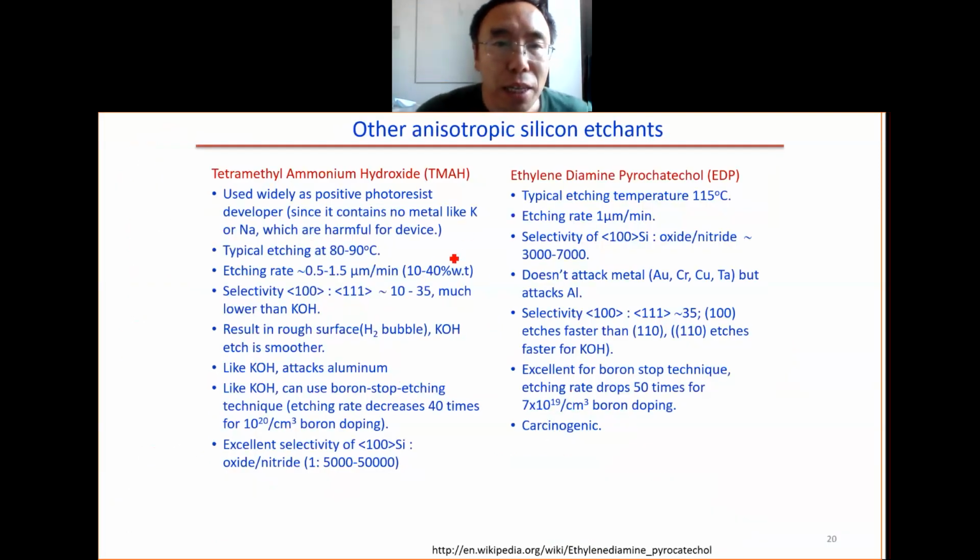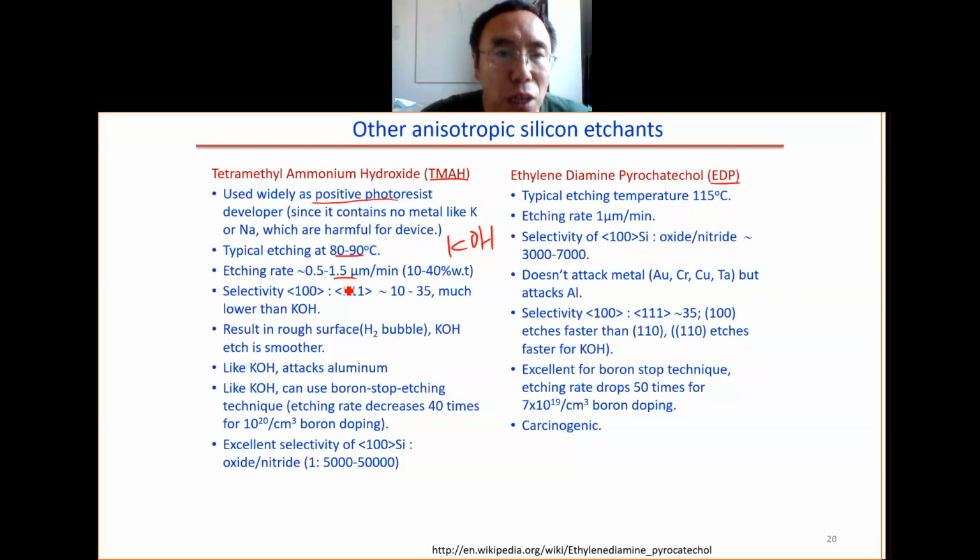So besides KOH, we can also use TMAH and EDP. TMAH is the tetramethyl ammonium hydroxide. This one is used for the positive resist developer. We have seen the TMAH in chapter 5 when we talked about optical lithography. So the temperature is the same as the KOH.